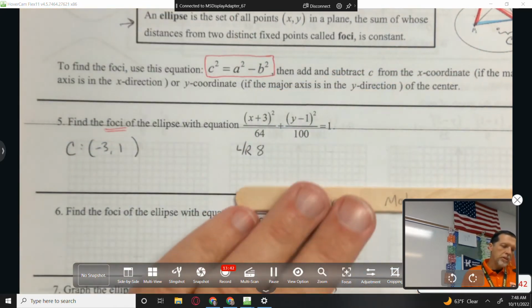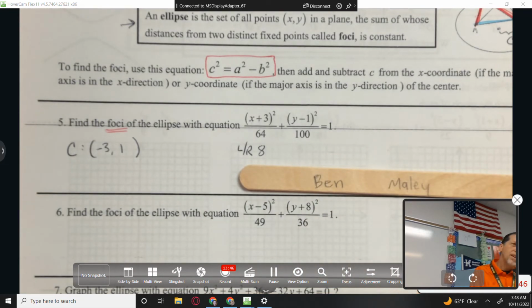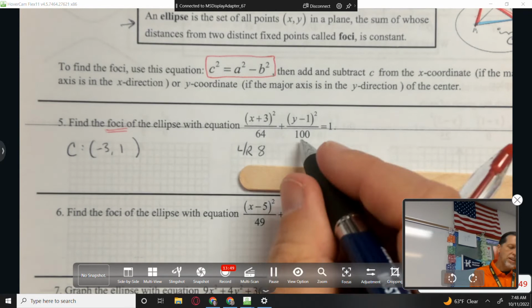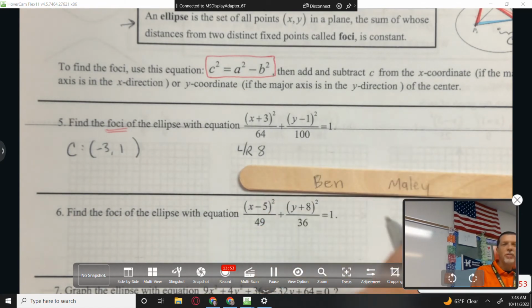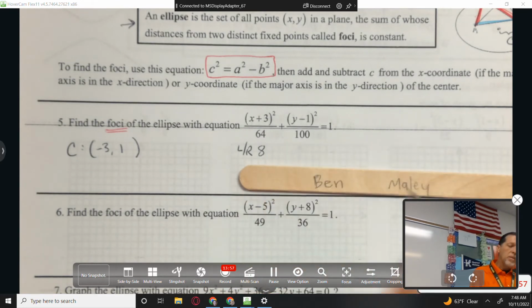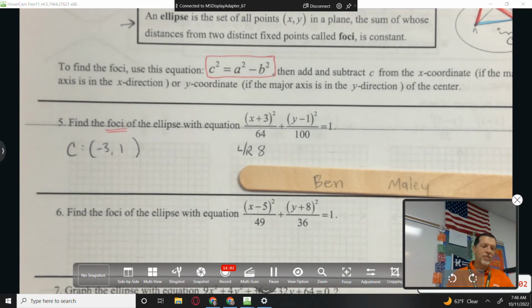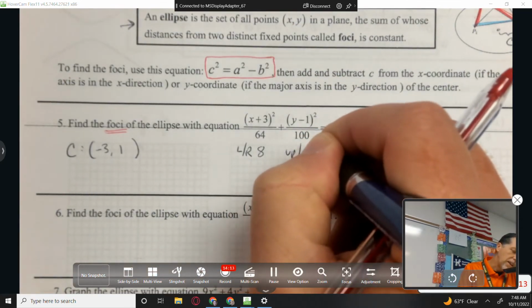Ben, what do we do with that 100? You square root it. Yeah, square root. And then what do we do with 10? You times by 2. Okay, he said times by 2, which is, if you were finding the length of an axis, you'd times it by 2. If I was graphing it, what would I do? I didn't ask the question well enough. You'd go up and down. Yeah. We can go up and down 10.